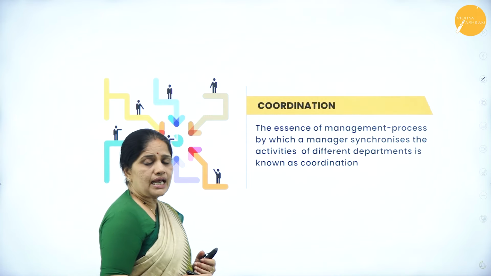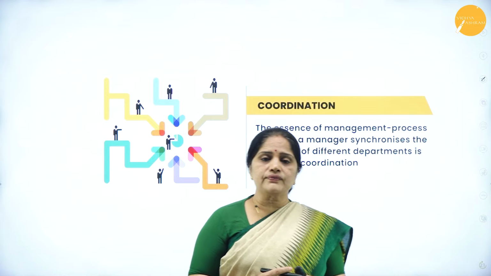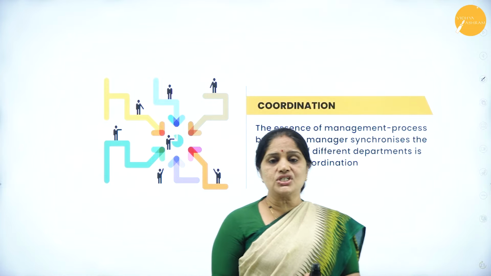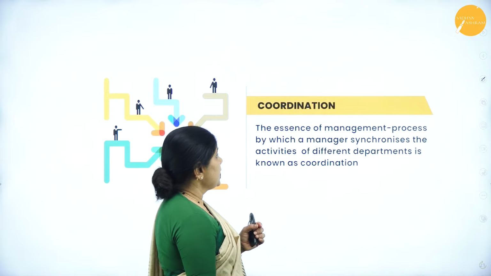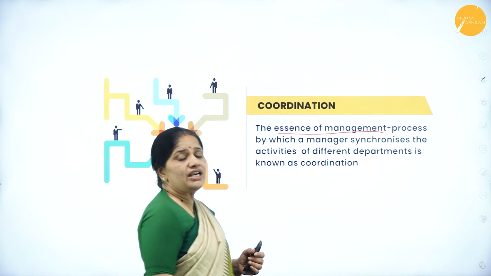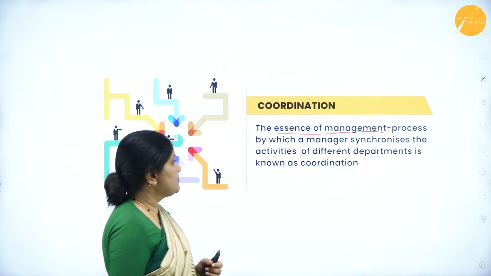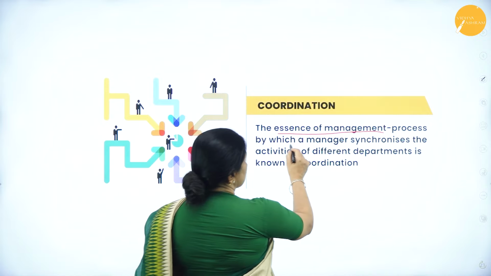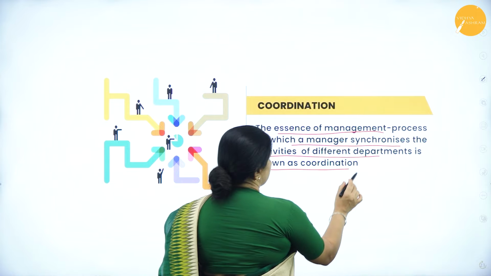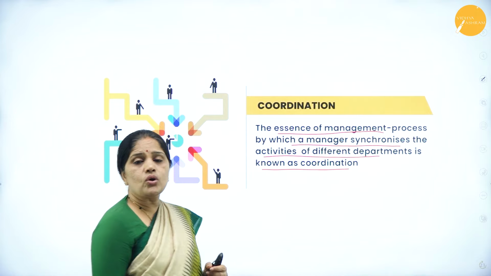Then the next and the last important concept of this chapter is coordination. So you can expect an 8 marks question on coordination. So coordination is the essence of management process. So why do we call it as the essence of management process? So it is a process by which the manager synchronizes the activities of different departments. That is known as coordination.